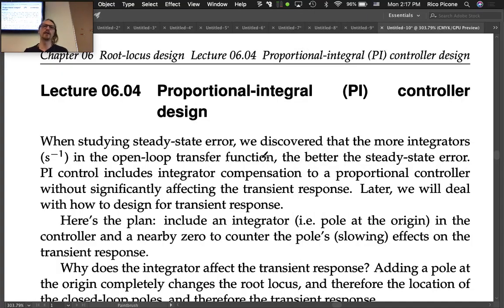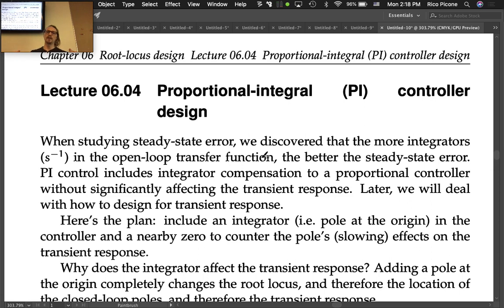So, lecture 6.4, proportional, integral, or PI controller design. When studying steady-state error, which would have been chapter 4, we discovered that the more integrators in the open loop transfer function, the better the steady-state error. Remember, it also depended on what type of input you had, what type of command you had, and how many integrators were in your open loop transfer function. Those were the two things that mattered in terms of your steady-state error.